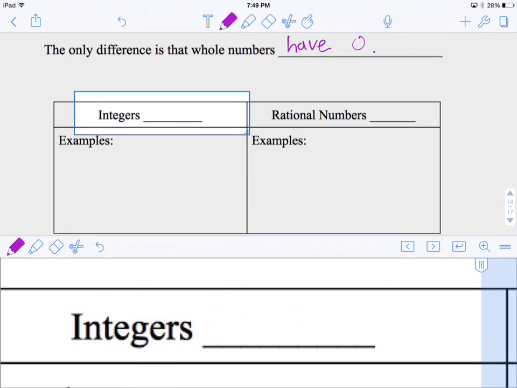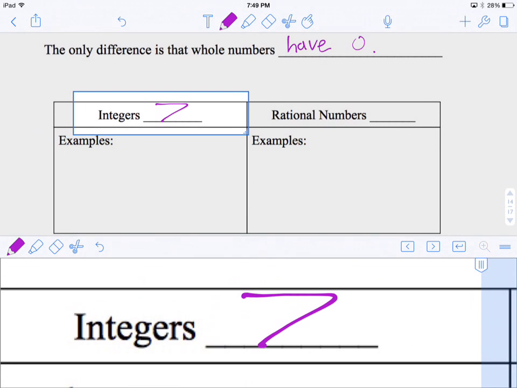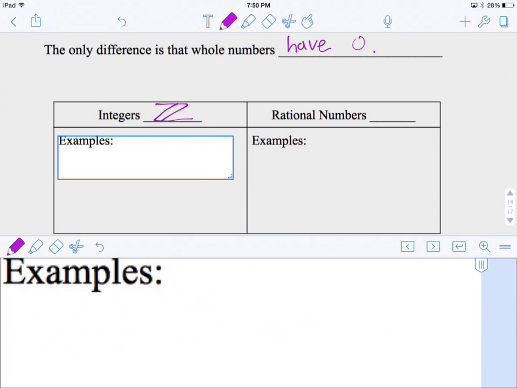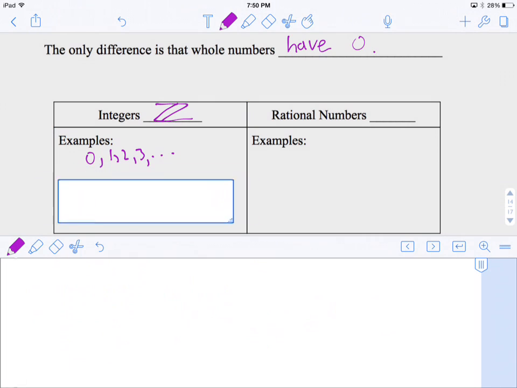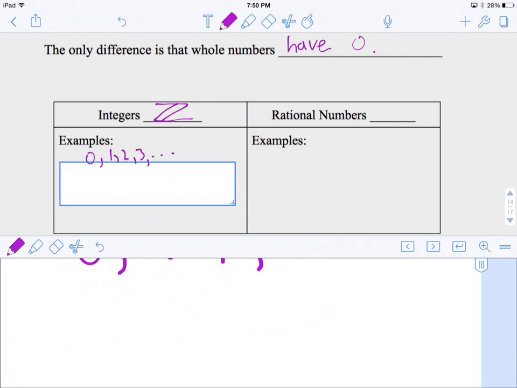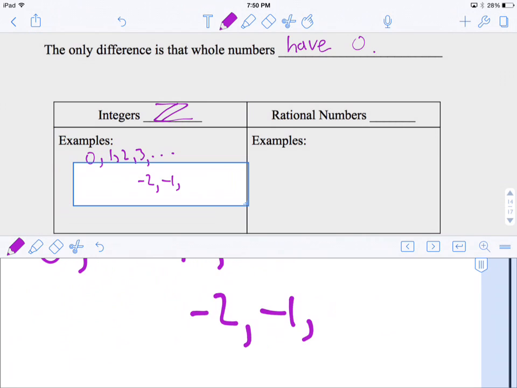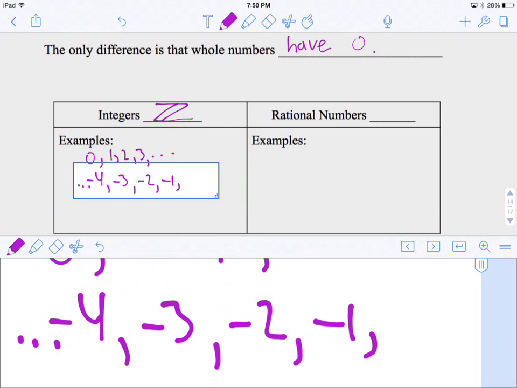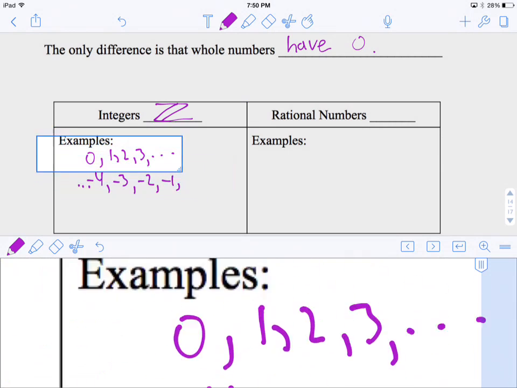Integers are denoted with a capital Z. Don't ask me why it's a capital Z, I can't tell you, but that's how it is. So examples of integers: we have all of the ones that we named before, 1, 2, 3, and so on, 4, 5, 6, 7, 790, all of those numbers, they go on forever, but they also have -1, -2, -3, -4, and it goes forever in that negative direction too. So we have all of those numbers, we have 0, it's great.